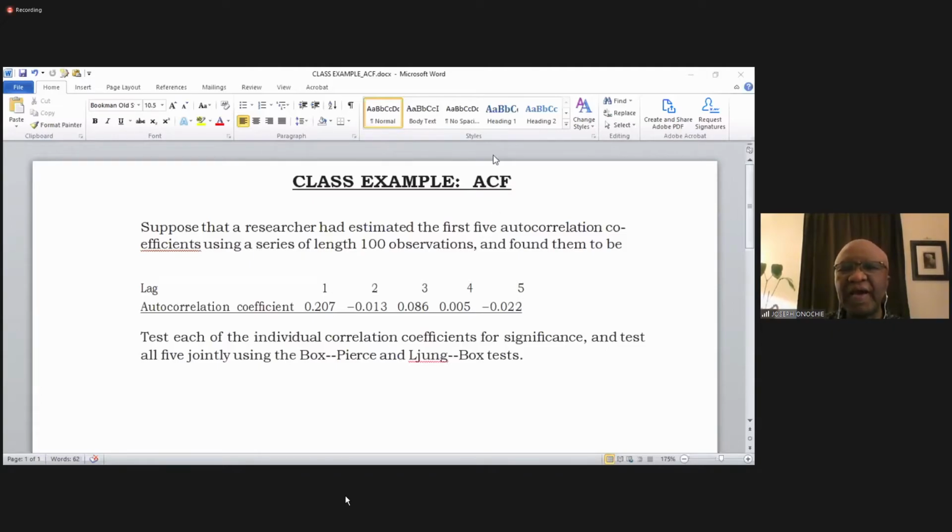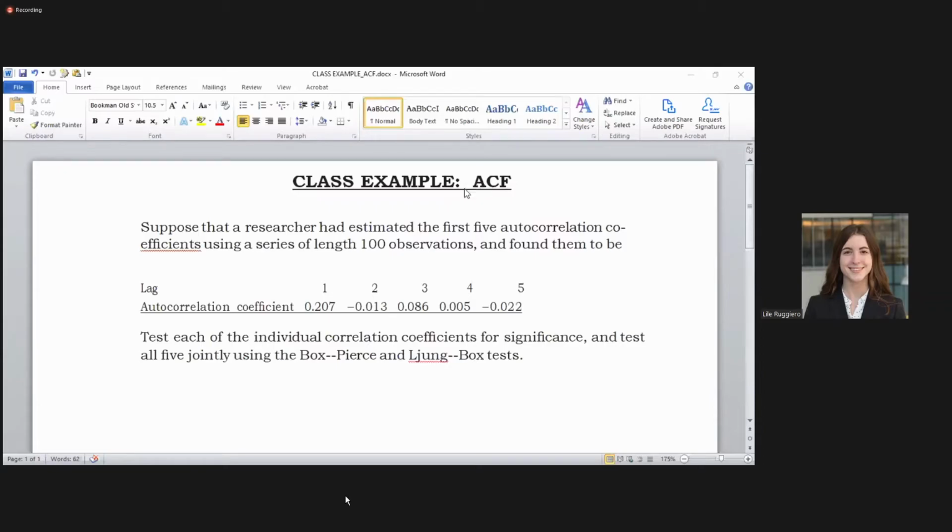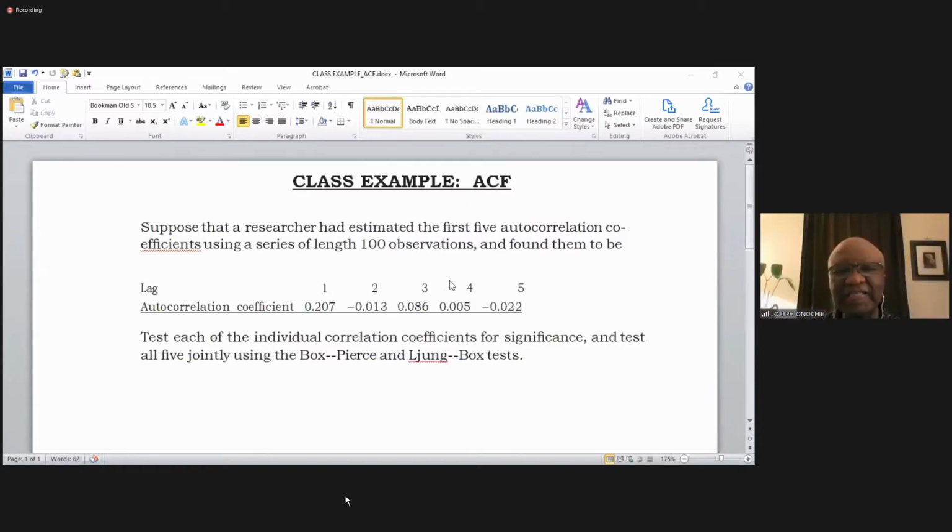Lily, you see, I made the same mistake with the ACF, right? But for me, this is the ACF: the autocorrelation corresponding to lag 1, the autocorrelation corresponding to lag 2, and so on. If I plot this on a graph, this is the ACF. That's why I wrote it.